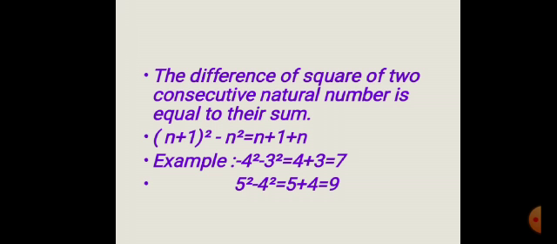Let us see another example, 4 and 5. The square of 5 is 25. 4 square: 4 4s are 16. 25 minus 16 is equal to 9, and the sum of 5 plus 4 is equal to 9.